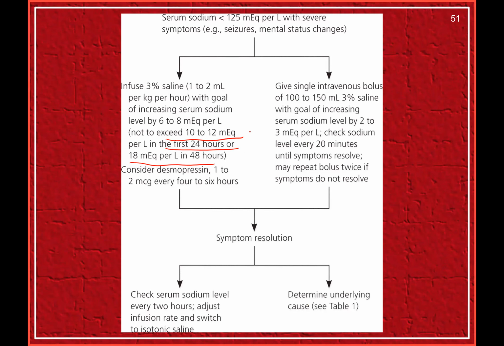We'll come to that. So what do I have to do? I have to give 3% saline, 1 to 2 ml per kilogram per hour. And we will show the calculation also, how much you give. The idea is to bring up the sodium by 6 to 8 milliequivalents per liter, at the most by 12 milliequivalents in 24 hours and 18 milliequivalents in 48 hours. Not more vigorous than that.